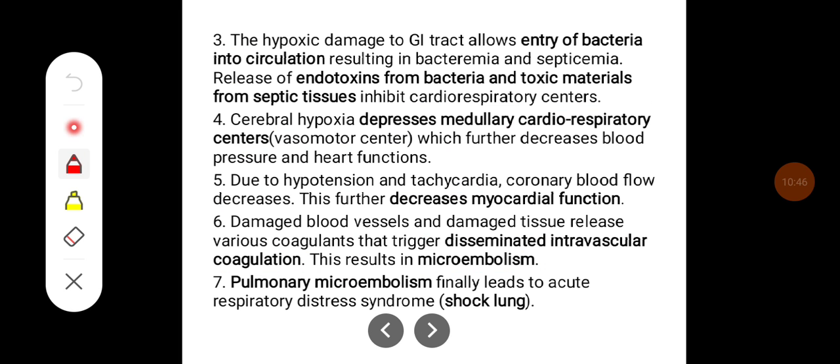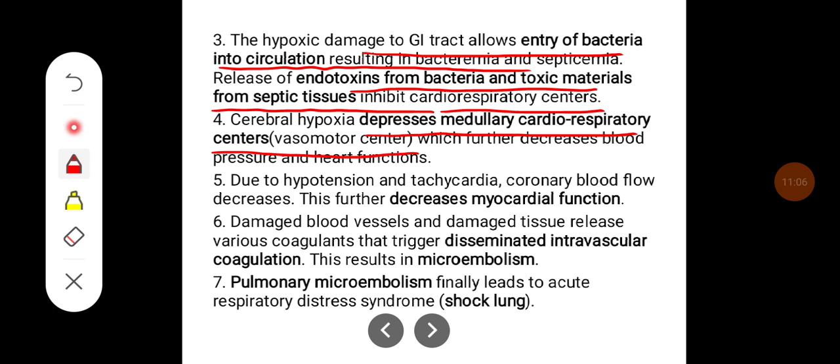The hypoxic damage to the GI tract allows the entry of bacteria into circulation, resulting in bacteremia and septicemia. The release of endotoxin from bacteria and toxic materials from septic tissues inhibit cardiorespiratory center. Cerebral hypoxia depresses medullary cardiorespiratory centers, which further decreases blood pressure and heart functions. Due to hypotension and tachycardia, coronary blood flow decreases. This further decreases myocardial function.